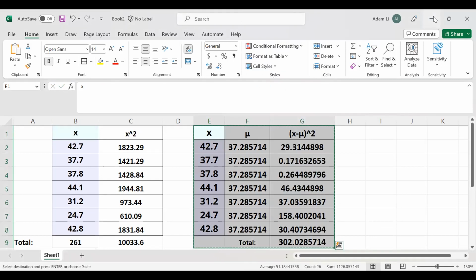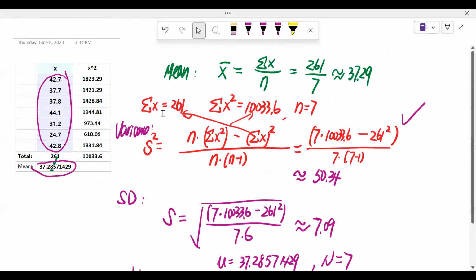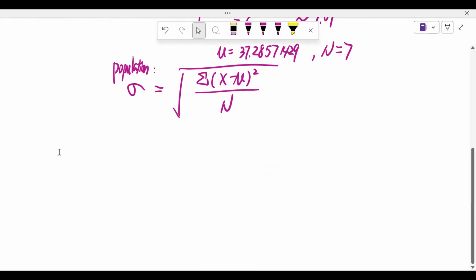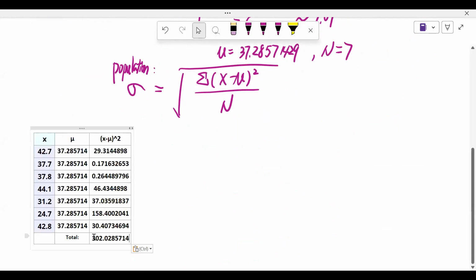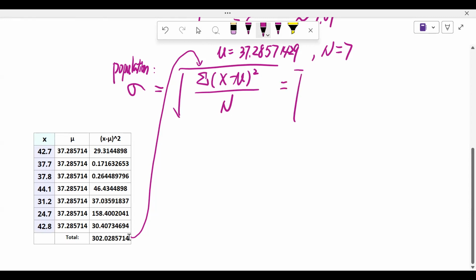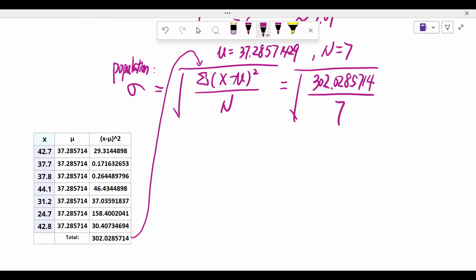Now I'm going to paste into this file here. Let's see if I can paste it here. Yes. Now this is the only number we need, right? This one will go to the top. What's here? We're going to put in this number, which is 302.0285714. Copy the entire thing. Divide by 7. That's going to be our standard deviation.